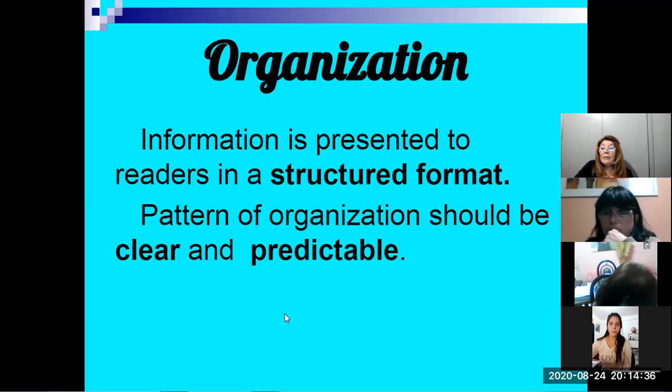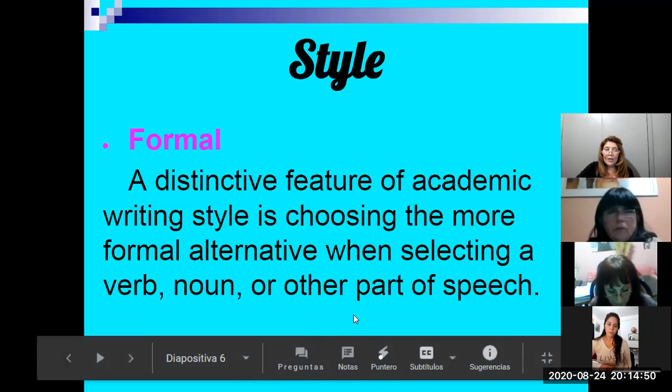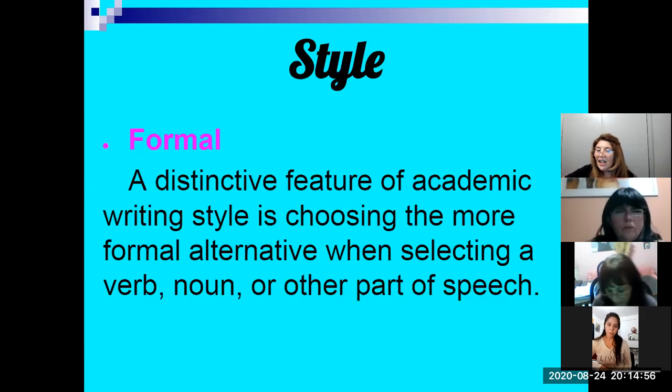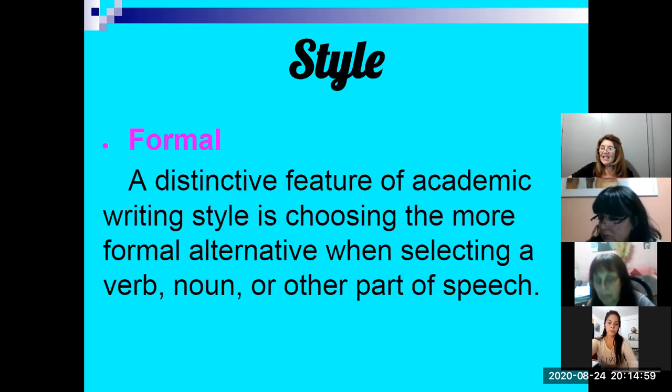Okay, so I repeat, this structure, this format must be clear and predictable, very structured. And now the style. The style must be very, very formal. We're writing up. We are showing how much we have learned. We are showing how much language we dominate, yes? And it's a characteristic of academic writing, the formal style.